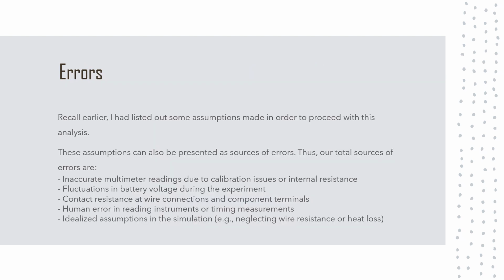I had listed out some assumptions made in order to proceed with this analysis. These assumptions can also be presented as sources of error. Thus, the total sources of error are inaccurate multimeter readings due to calibration issues or internal resistance, fluctuations in battery voltage during the experiment, contact resistance at wire connections and component terminals, human error in reading instruments or timing measurements, and idealized assumptions in simulation, that is, neglecting wire resistance or heat loss.